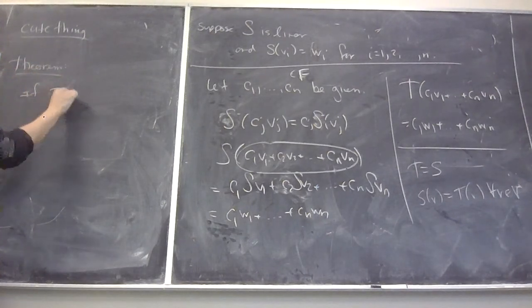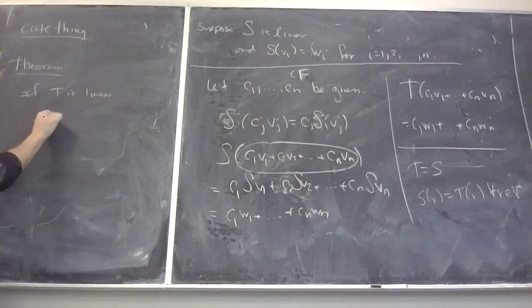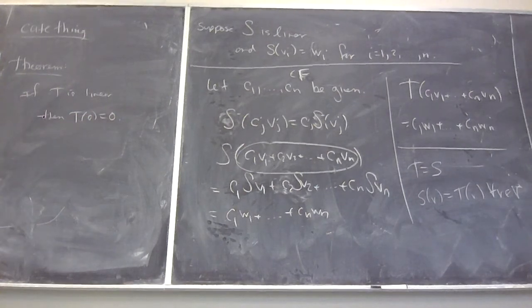If T is linear, then T of 0 is equal to 0. The statement is kind of lame, but the proof is cute. Proof. Does anybody who has not read ahead in the book see any way we can do this? We could work by contradiction, but there's a way cuter way than that.